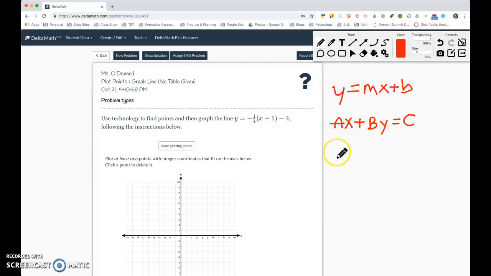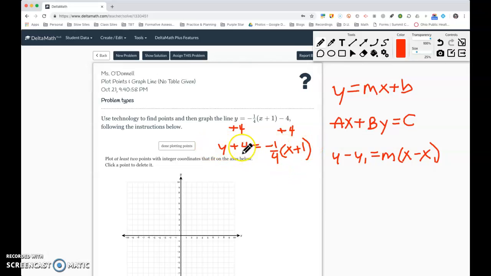And then our last form is y minus y1 equals m times x minus x1, which is called point slope form. That actually looks pretty similar to what they're giving us here if I add 4 to both sides of my equal sign. So y plus 4 equals -1/4 times x plus 1. And now it's in point slope form.